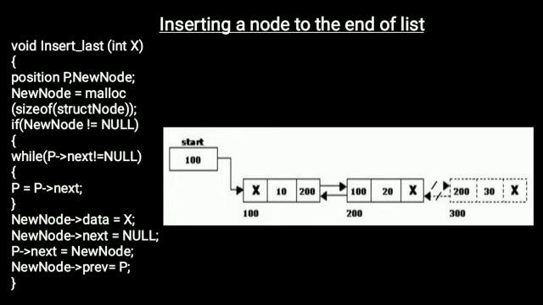First, we store the input X value to the data part of new node. The next part of new node is set as null because we insert new node as the last node. Then we store new node's address to the next of P, the last node. Finally, we store the address of last node to the previous part of new node. That's all the insertion operations.